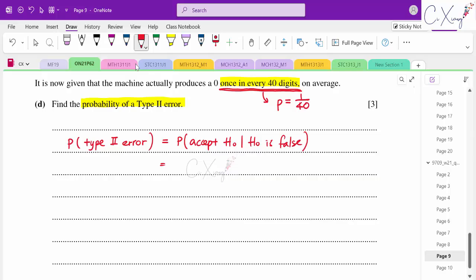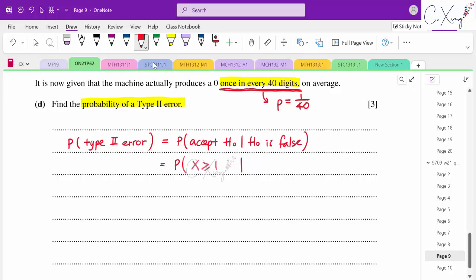Accept null hypothesis means that you have to put in acceptance region. So where's your acceptance region? Just now, your rejection region is x equals to 0. Therefore, acceptance region means the opposite of this. And if I want to write out the acceptance region, it should be x greater equals to 1. Because from 0 until 30, only 0 belongs to the rejection region. So the rest of the numbers belong to acceptance region. So when you want to write out, it should be x greater equals to 1.